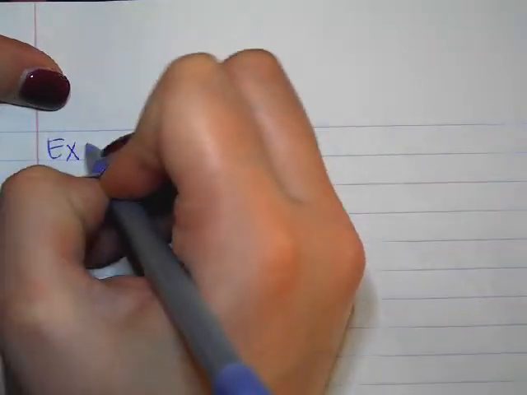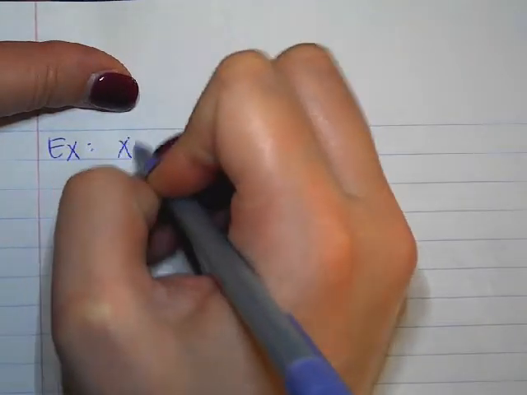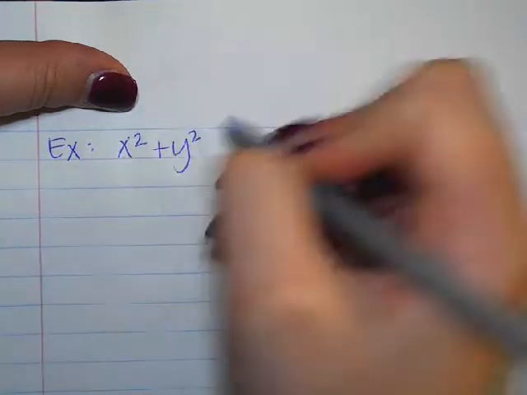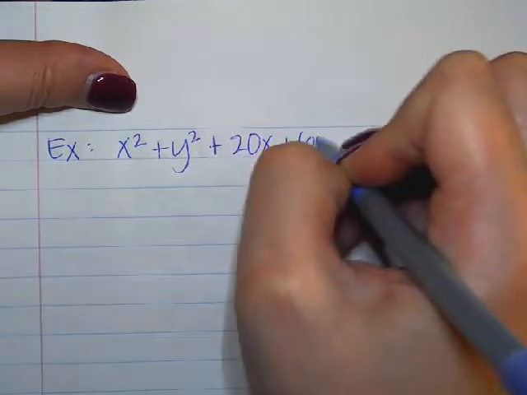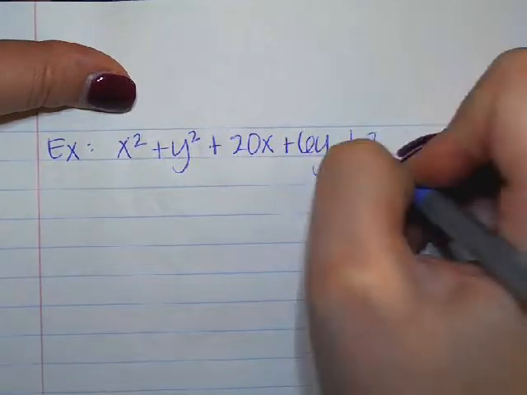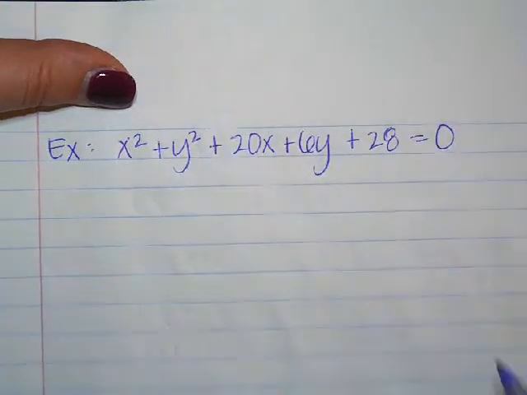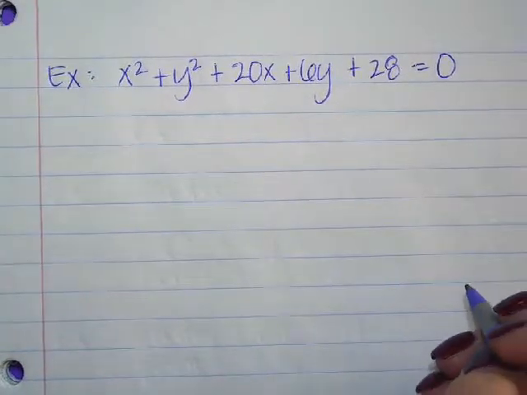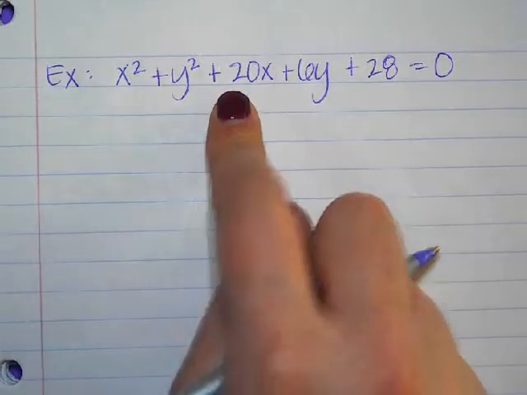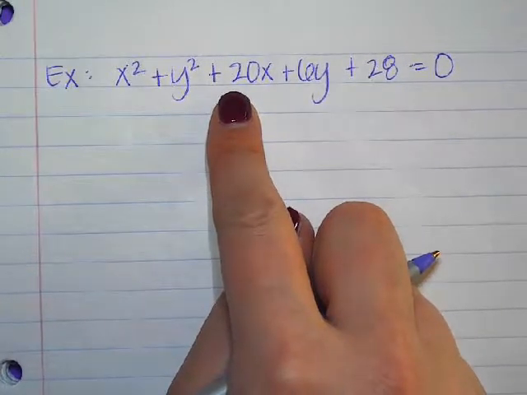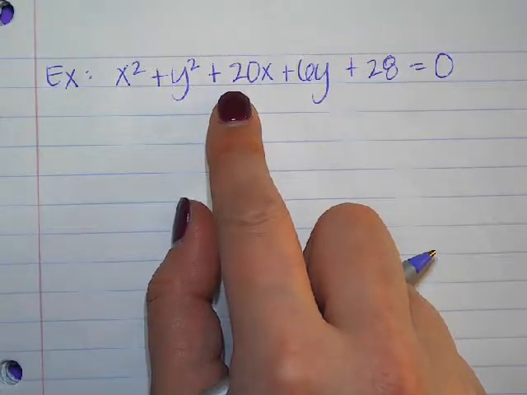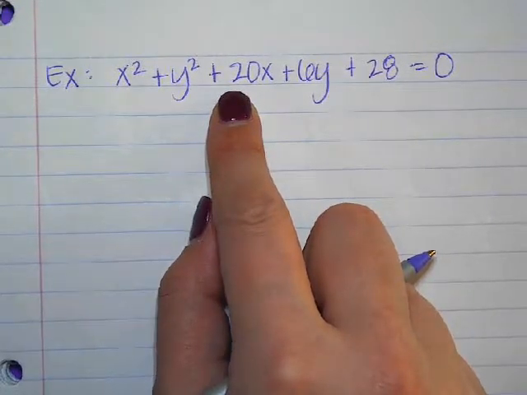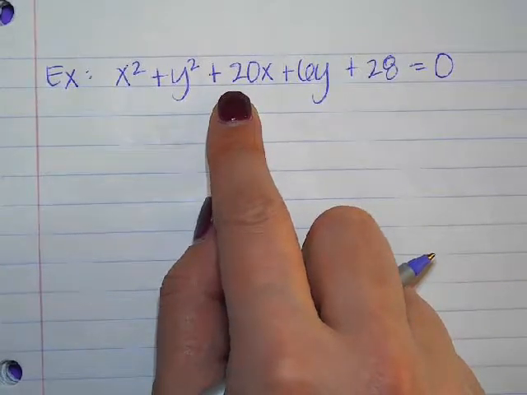So, we have x squared plus y squared plus 20x plus 6y plus 28 equals 0. And so this is called the general conic section, or the general form for a circle. We want the standard form for a circle, which is what we were just looking at. We like the standard form because it tells us what the center is and what the radius is. It's easier to work with.